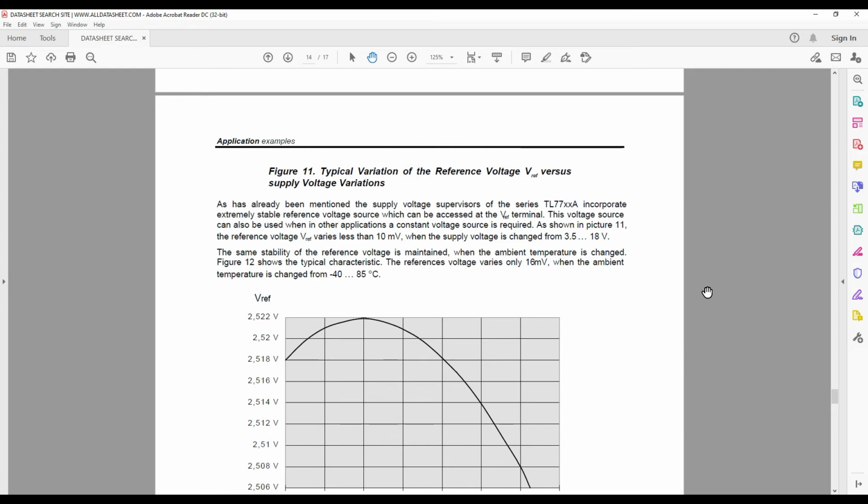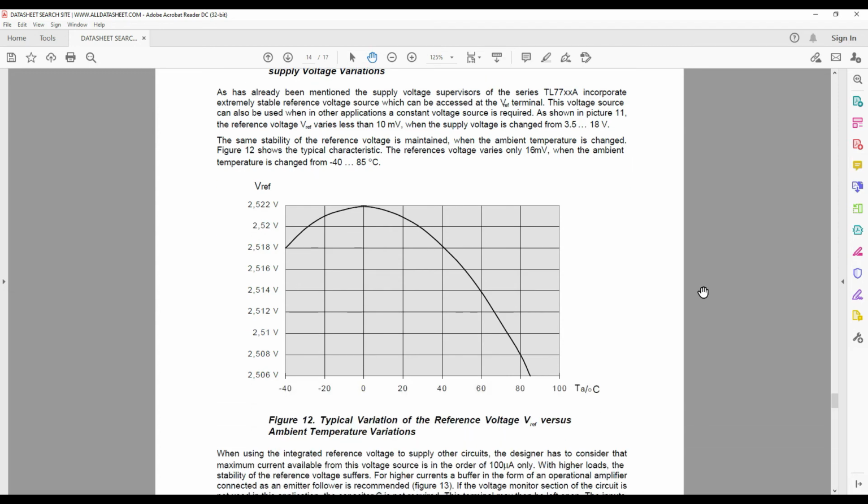As shown in figure 11, the reference voltage, Vref, varies less than 10 millivolts when the supply voltage is changed from 3.5 to 18 volts. The same stability of the reference voltage is maintained when the ambient temperature is changed. Figure 12 shows the typical characteristic. The reference voltage varies only 16 millivolts when the ambient temperature is changed from -40 to 85 degrees Celsius.